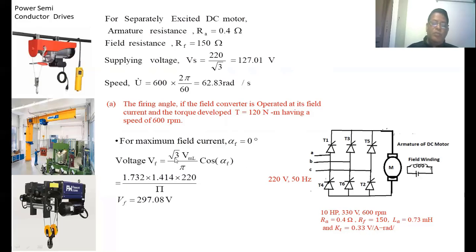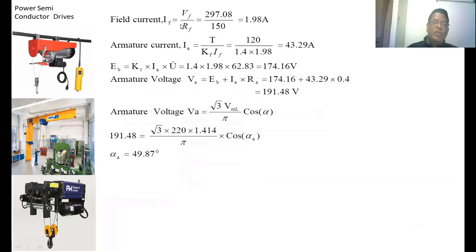So VF equal to root 3 VML by pi cos alpha F. Substitute all the values. We are getting the field voltage given by the three-phase fully controlled converter, that is 297.08 volts. Now the field current equal to that voltage by resistance. This resistance value is given in the problem, that is 150 ohms. We are getting 1.98 amperes.